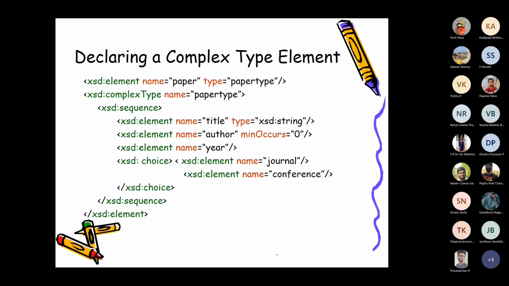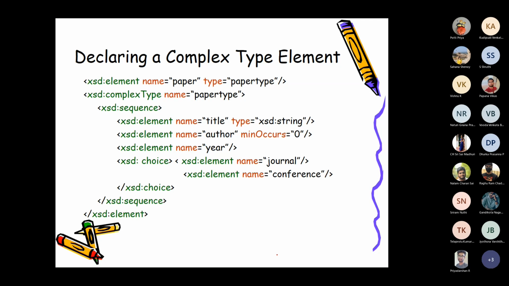Declaring a complex type element. We discussed simple type elements, and how you declare a simple data type. Now a complex type element means I'm going to talk about an element which can have child elements, attributes and other combinations. So XSD element is the declaration. Name, I said paper. Type, I am specifying as paperType. Which means the type of that element is not a primitive data type or a derived data type. It is a user defined data type.